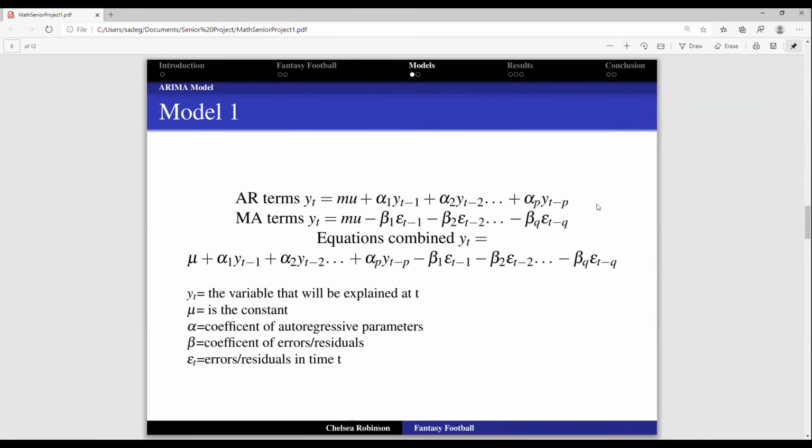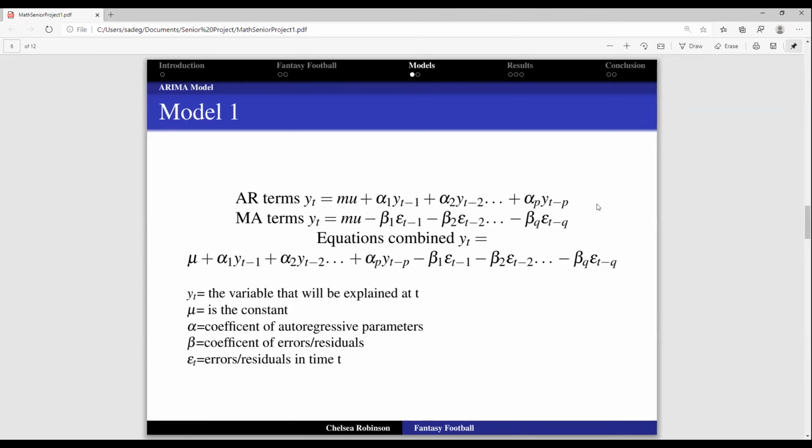So this is my model. I use the ARIMA model. ARIMA is an acronym that stands for Auto-Regressive Integrated Moving Average. The ARIMA model is used for analyzing and forecasting time series data. So the AR part of the ARIMA model stands for auto-regression, and that means it's the dependent relationship between an observation and some number of lag values.